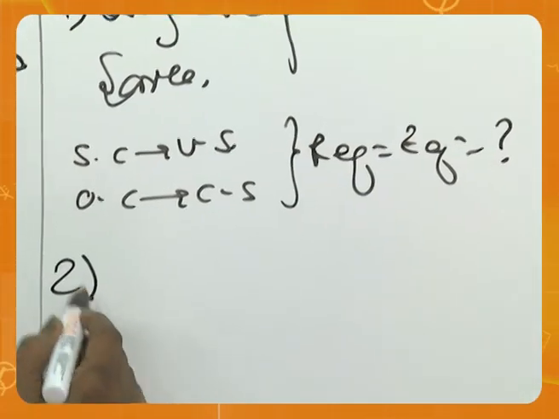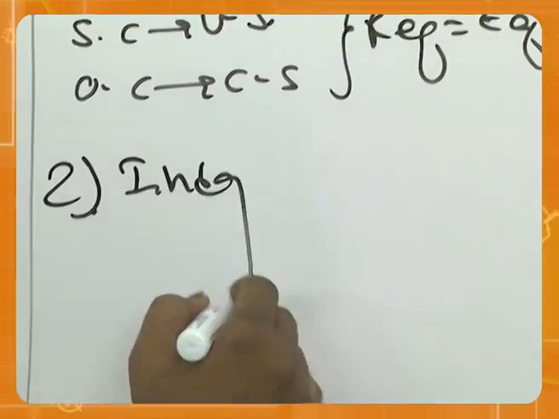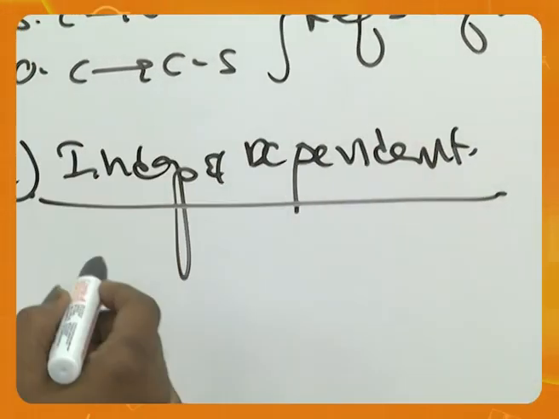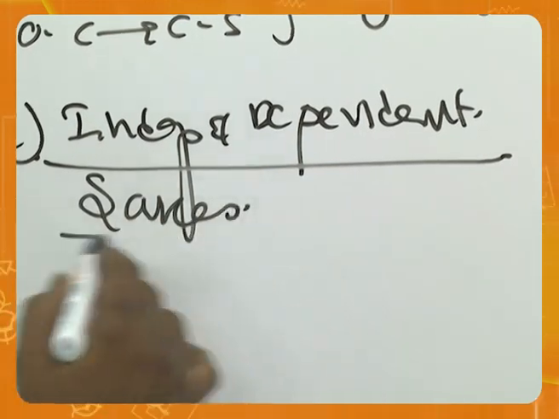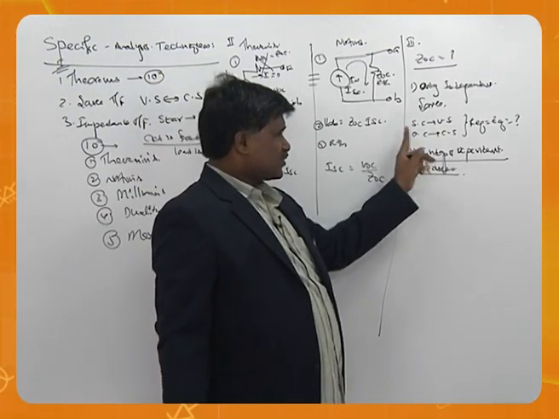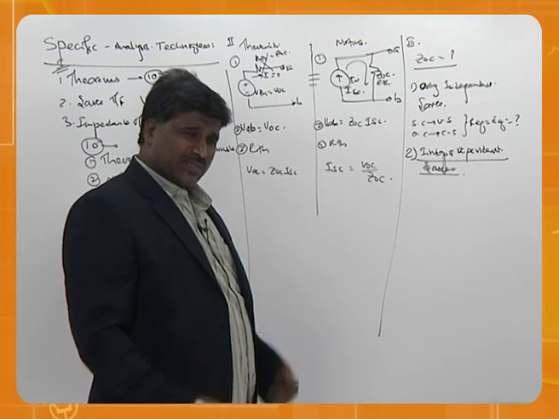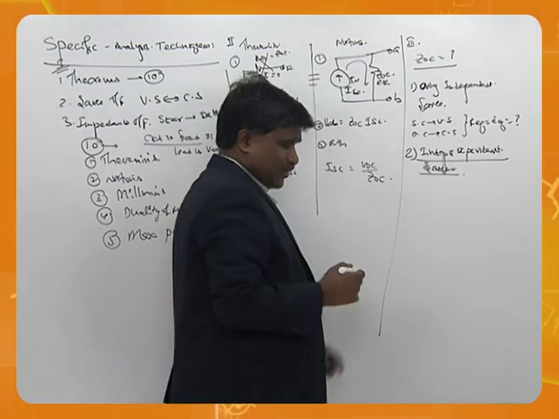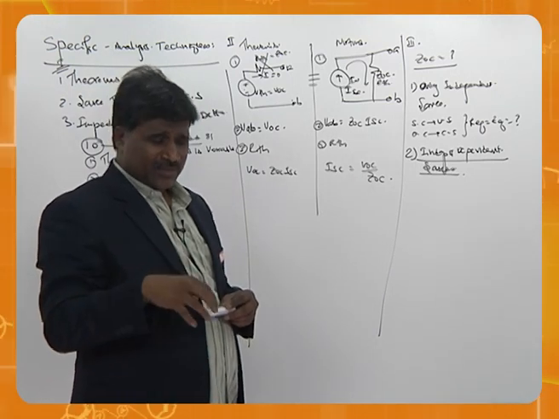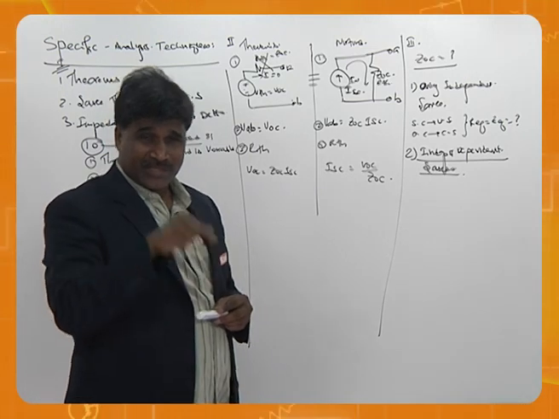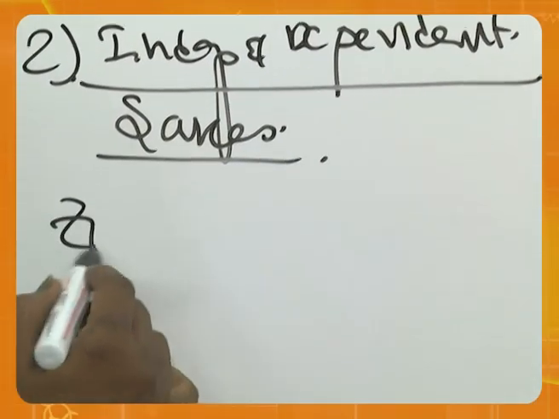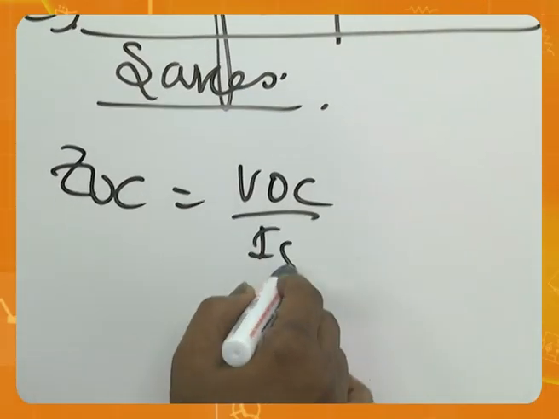For example, suppose you have independent and dependent sources, what do you do there? Here you cannot do this job. Short circuit voltage source, you can't do. Why can we not do it? Suppose there is a dependent voltage source, how can you do that? If you short circuit a dependent source, you are shorting not this, but something else, because this is depending on something. That's why the best way is ZOC is VOC by ISC.